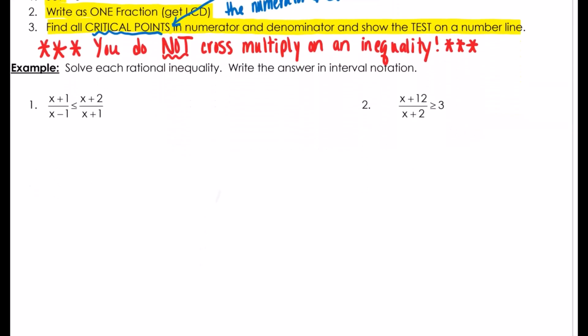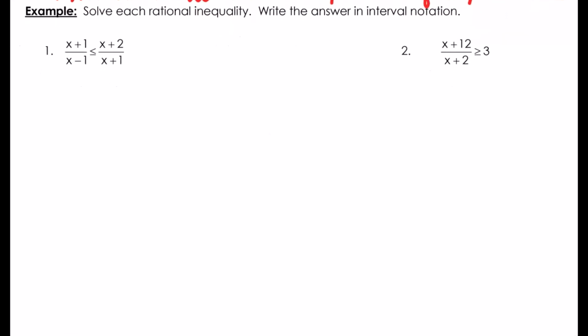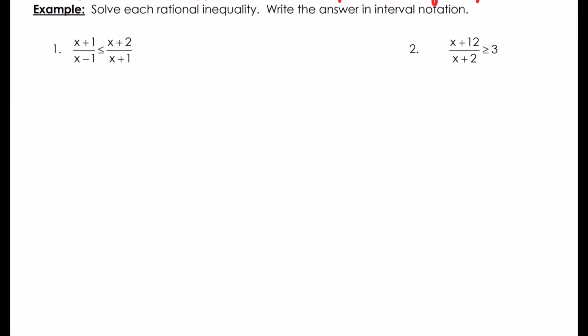All right, let's go ahead and try one. Solve each rational inequality. Again, we're writing our answers in interval notation. Okay, very first step, set the inequality to 0. So I've got (x plus 1) over (x minus 1), minus (x plus 2) over (x plus 1), is less than or equal to 0.